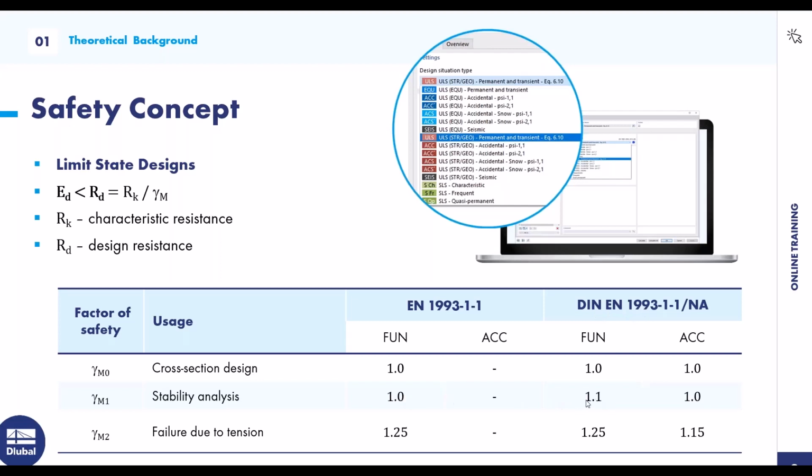You can see that for the stability analysis there is another safety coefficient. But if you select the German national annex, for example, or another national annex, this coefficient is considered automatically by the program. It's automatically higher. Okay, then the next slide.